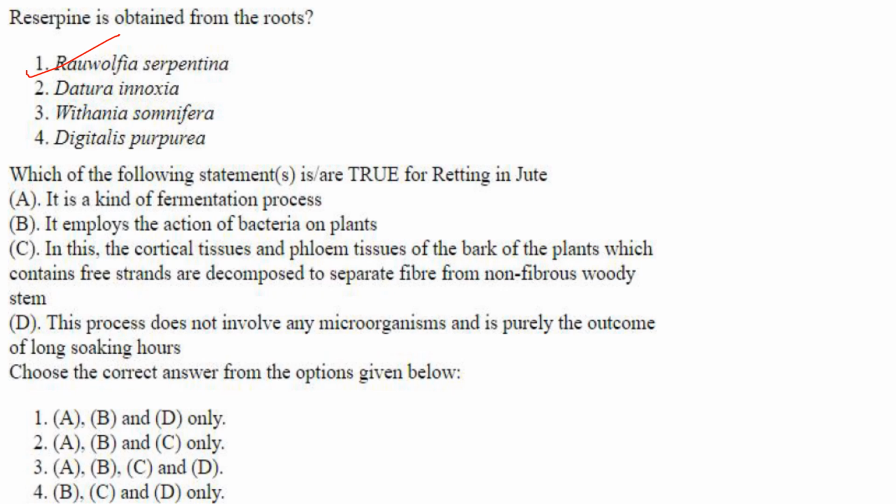Then which of the following statements is true for retting in jute? It is a kind of fermentation process. Yes, it involves the use of microorganisms to break down pectin. It employs the action of bacteria on plants. Yes, that's also correct. In this, the cortical tissue and phloem tissue of the bark of the plants, which contain fibre strands, are decomposed to separate fibre from the non-fibrous woody stem. That is what the bacteria do.